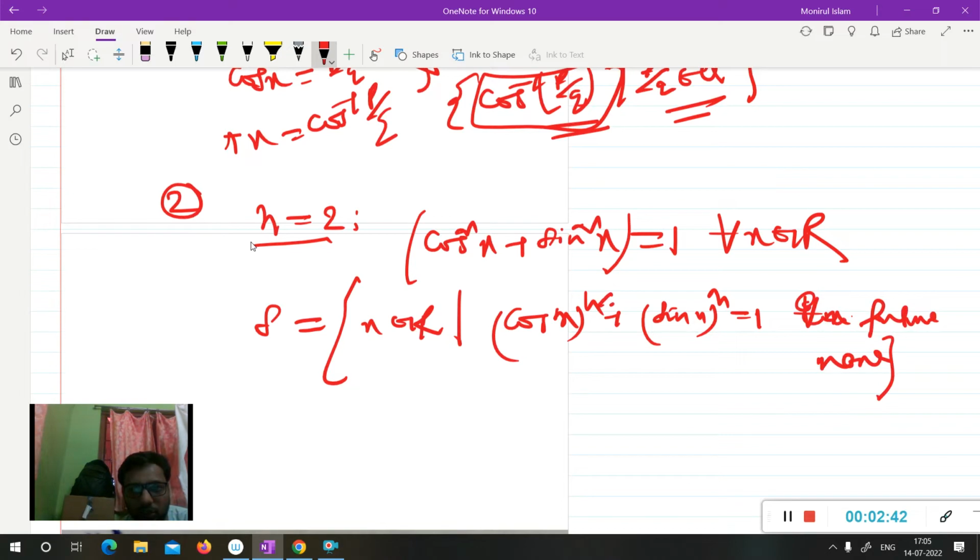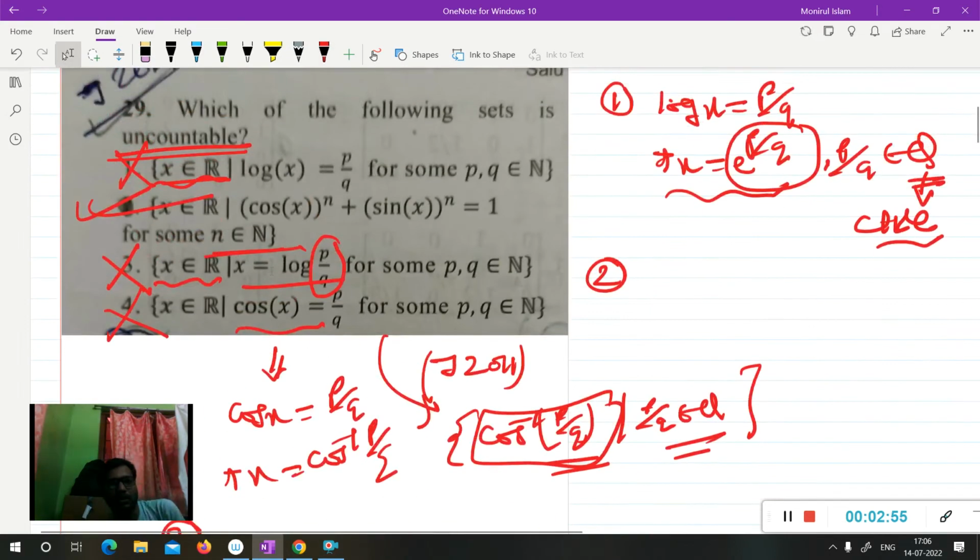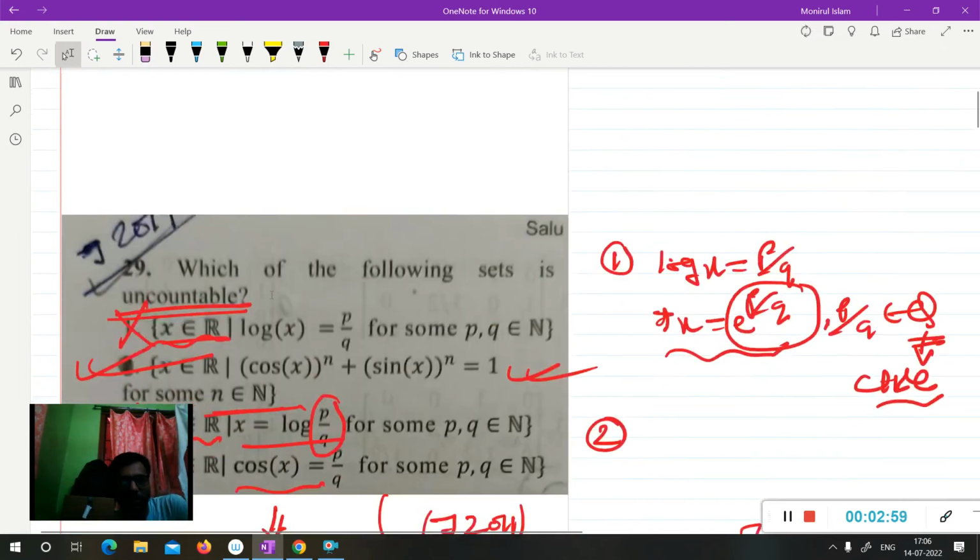And if you put n equal to 2, and this holds for all real numbers, so this set is nothing but the set of real numbers. The set of real numbers is uncountable. So in this question, the correct one is option 2. I hope you understand my solution.